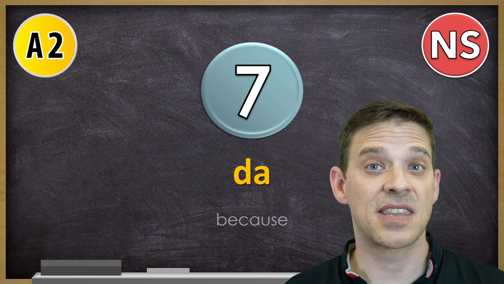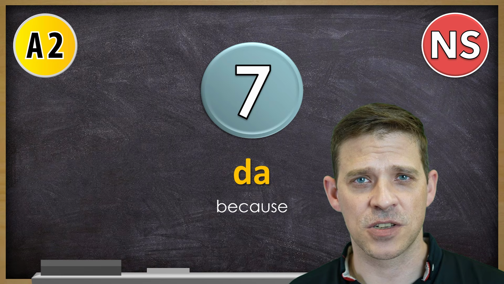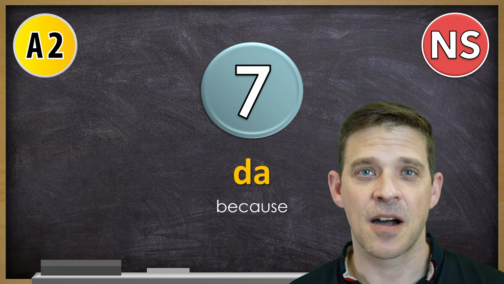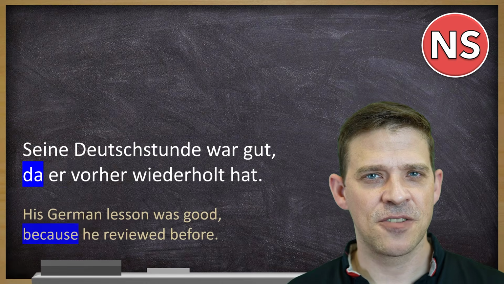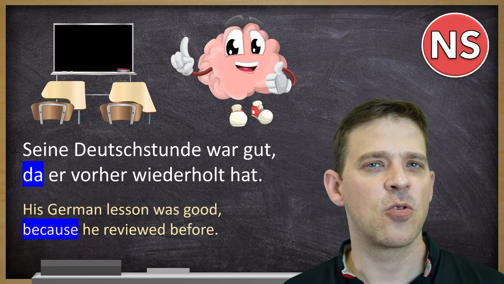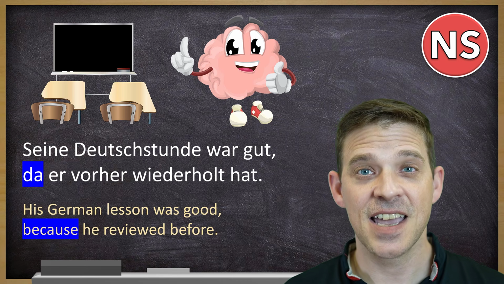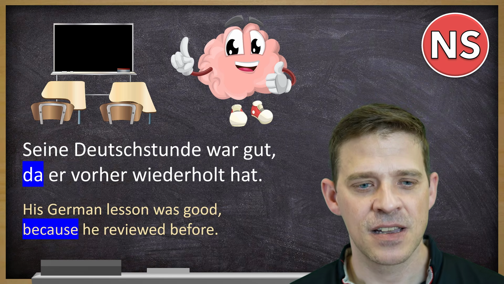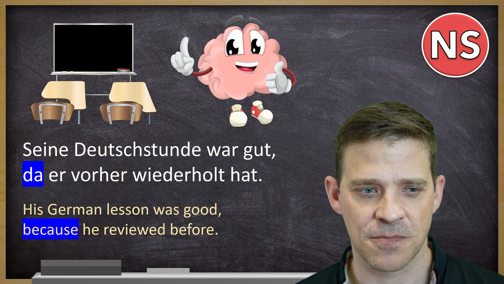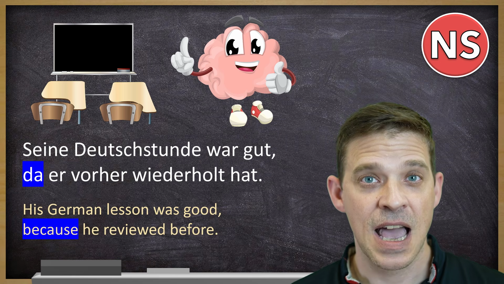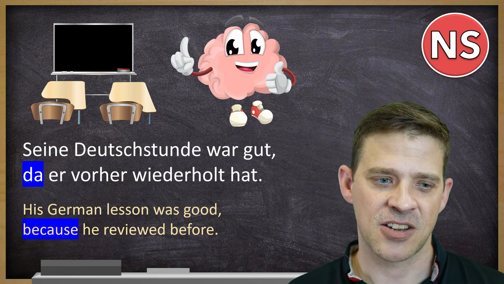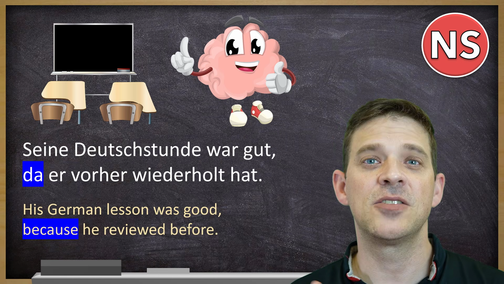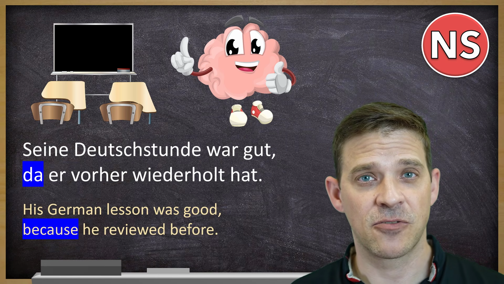Nummer 7, da. Da ist because. You probably know weil already. That's another one. Seine Deutschstunde war gut, da er vorher wiederholt hat. His German lesson was good because he reviewed before. Wiederholen is to repeat or to review something, especially for students.